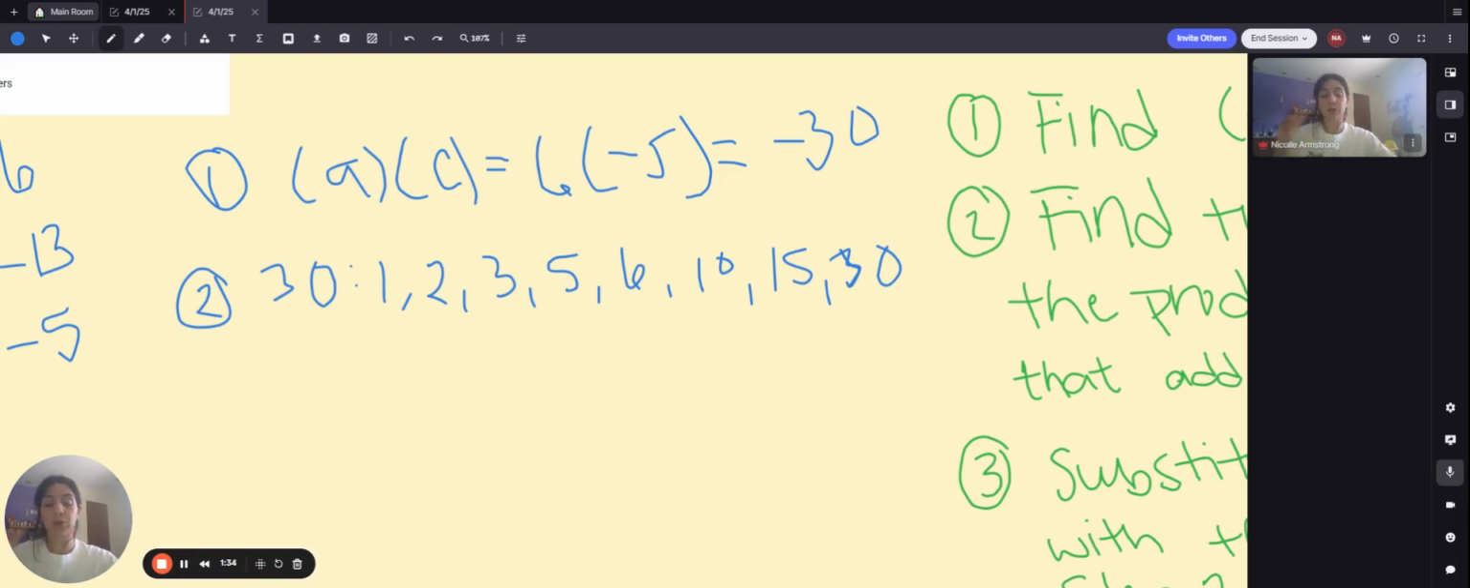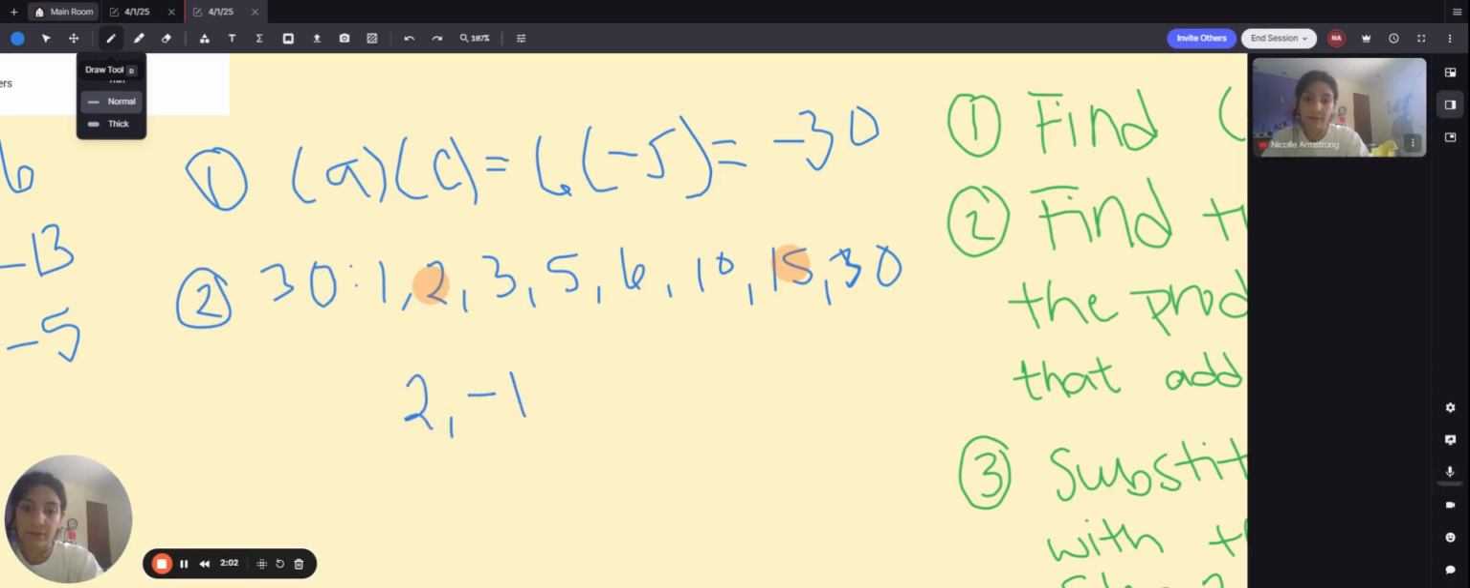Now we need two factors that when they're multiplied together and when they're added together, they also equal negative 13. Those two factors are going to be 2 and 15. And in respect to the negative 13, the two numbers selected from the factors of 30 are going to be 2 and negative 15.